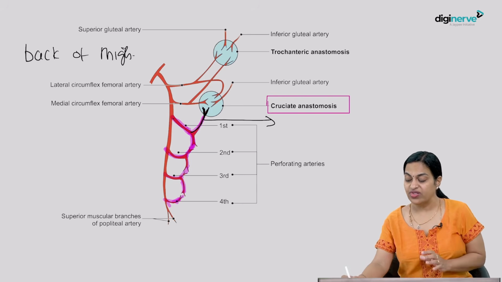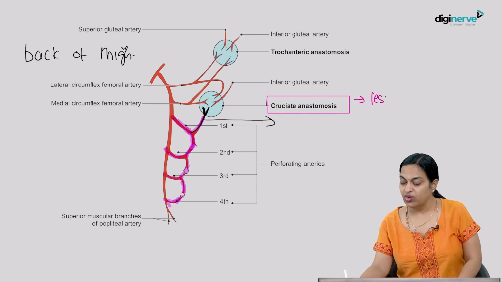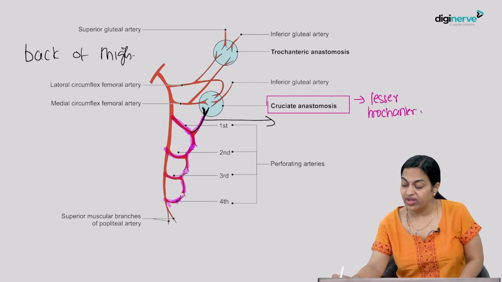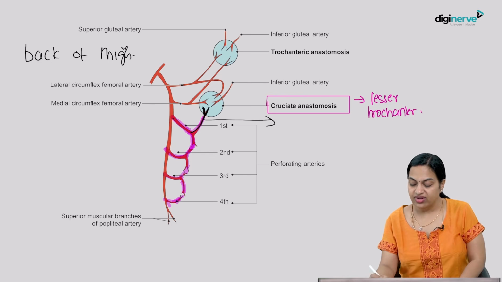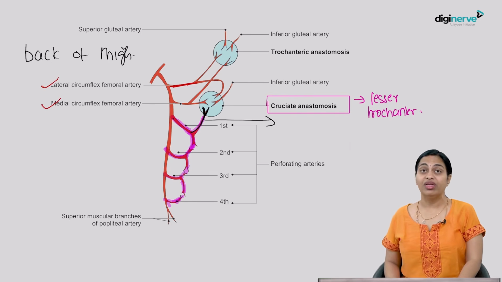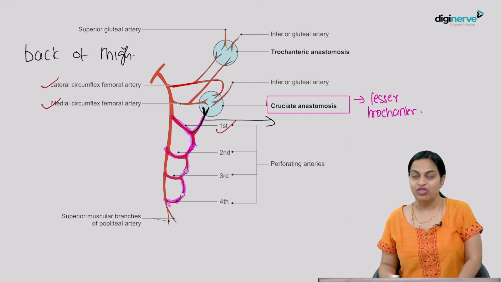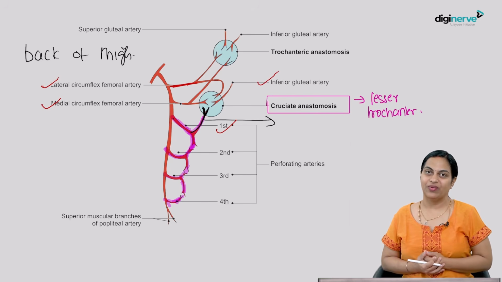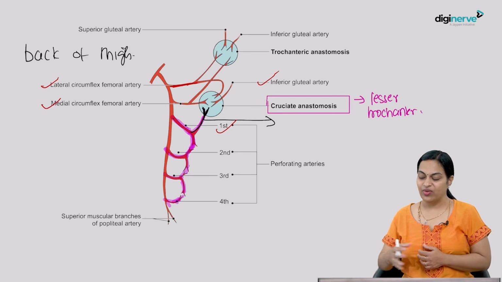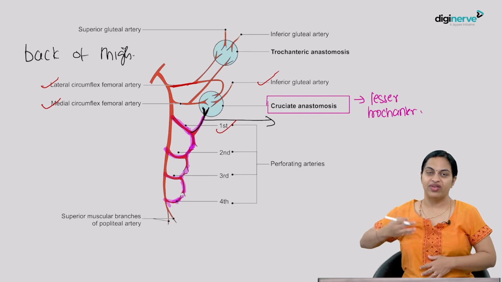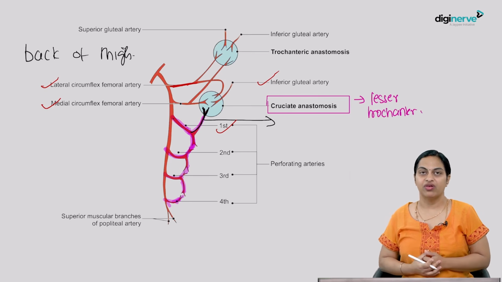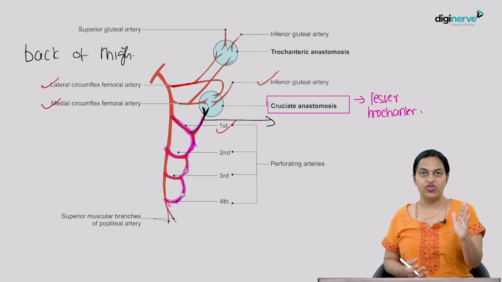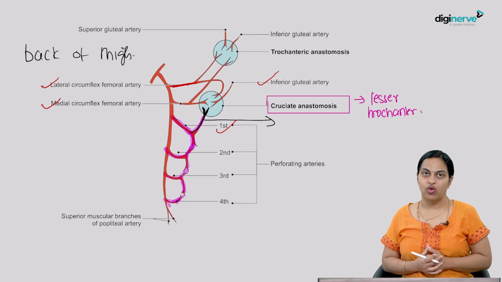It is an anastomosis located close to the lesser trochanter. What are the arteries contributing to this cruciate anastomosis? We have seen the transverse branch of lateral circumflex femoral, the transverse branch of medial circumflex femoral, the ascending branch of the first perforator, and a branch from the inferior gluteal. Again, it is close to the hip joint, supplying the femur and the hip joint as well as the front of thigh. So, cruciate anastomosis, where is it located? What are the arteries contributing?